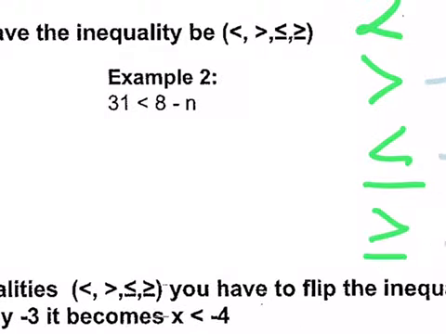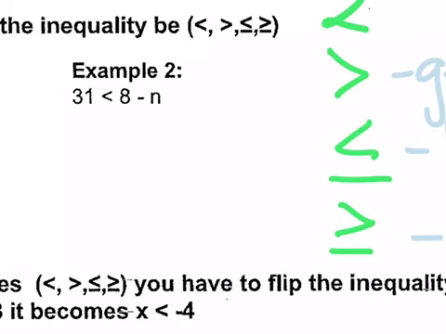And then example 2, same thing. If you are someone that needs the variable to be on the left side, if you rewrite it, just make sure that when you rewrite your inequality sign, the alligator mouth is open to the same side. Alligator mouth always opens up to the bigger side. Okay, and 31. So then to solve, I've got 8 minus n is greater than 31. Or 31 is less than 8 minus n.